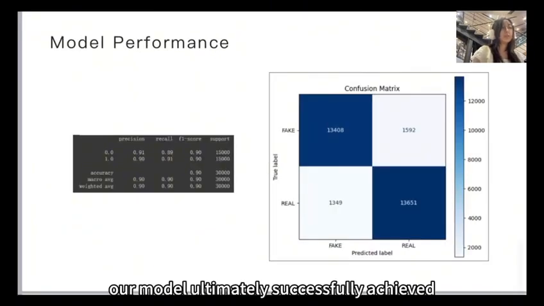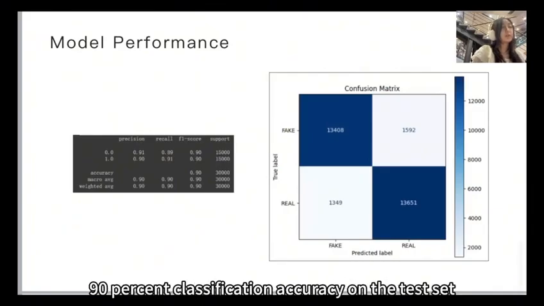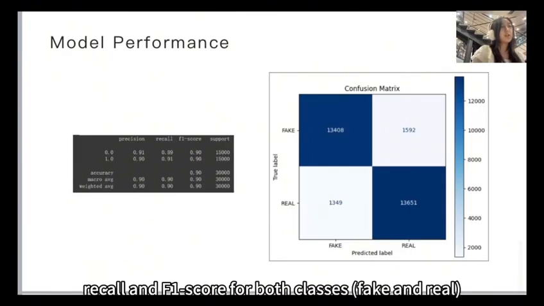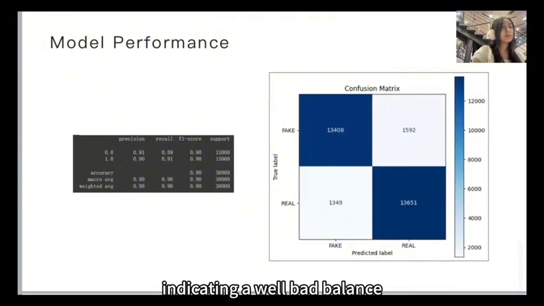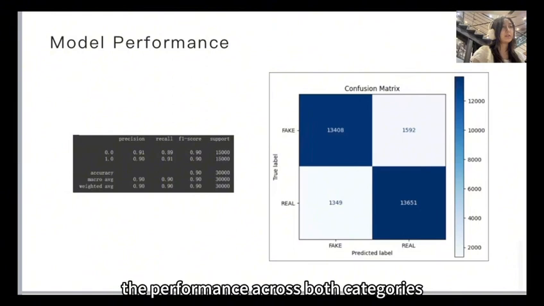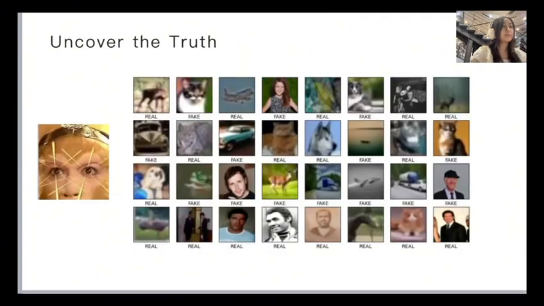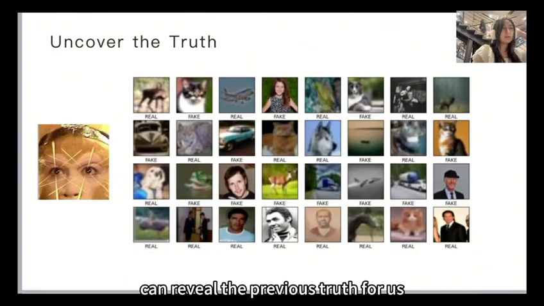Our model ultimately successfully achieved 90% classification accuracy on the test set. The precision, recall, and F1 score for both classes, fake and real, remained consistent at approximately 90%, indicating a well-balanced performance across both categories. Our trained CNN model can reveal the truth for us.